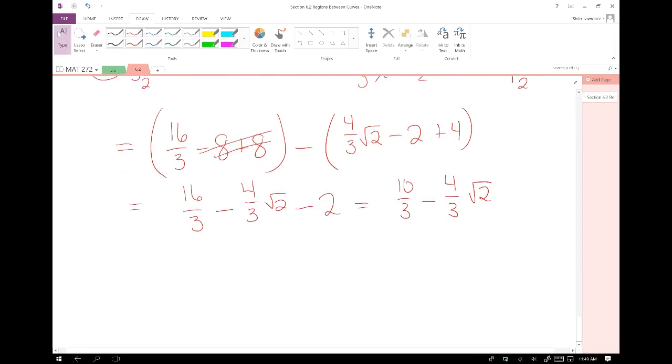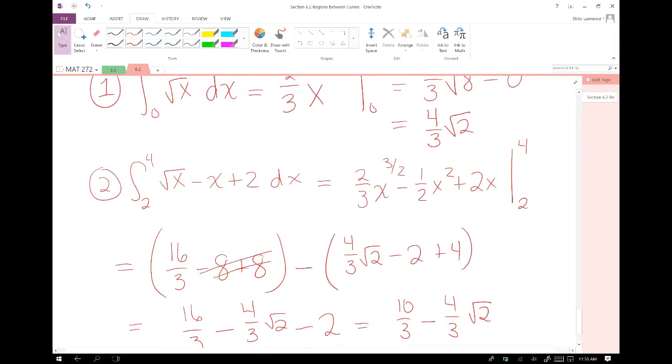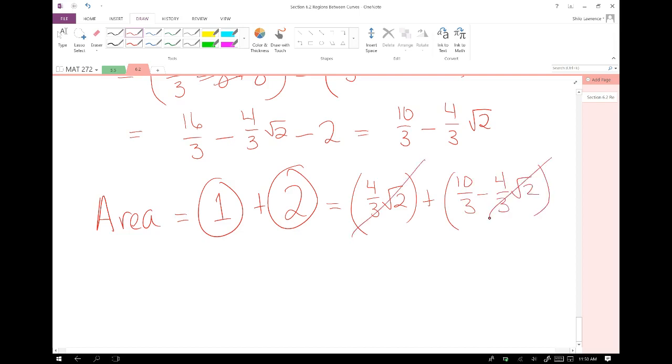And if we add these two together, the total area is region 1 plus region 2. So we've got 4/3 root 2. And 10/3 minus 4/3 root 2, which works out very nicely because those 4/3 root 2 just cancel each other out. So our total area is just 10/3. Total area just ends up being 10/3, a nice rational number.